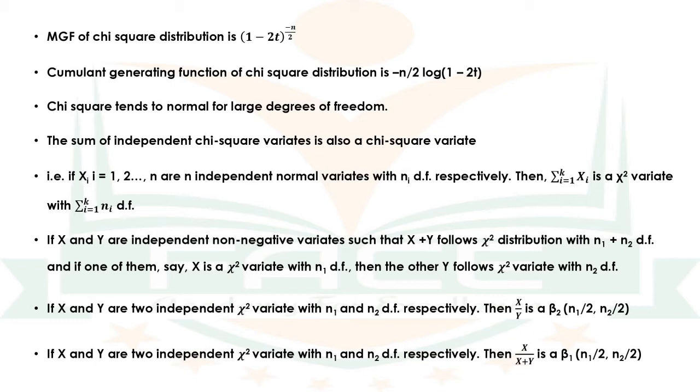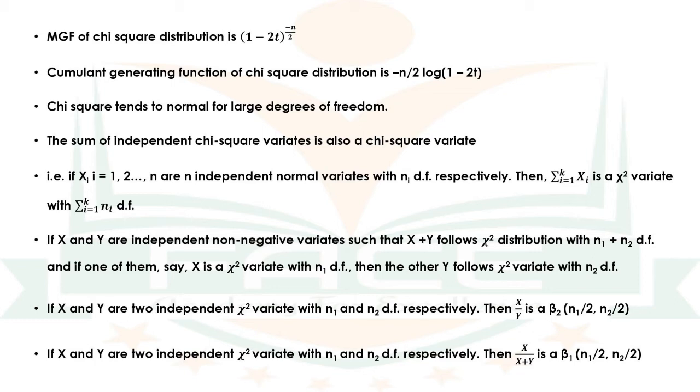Now let us see some properties of the chi-square distribution. The MGF of the chi-square distribution is (1 minus 2t) raised to minus n by 2. The cumulant generating function of the chi-square distribution is minus n by 2 into log of (1 minus 2t). The chi-square distribution tends to normal for large degrees of freedom. And the next property is that the sum of independent chi-square variates is also a chi-square variate.